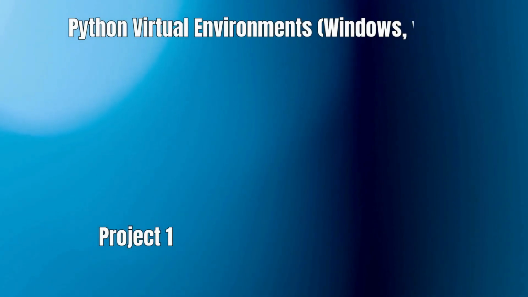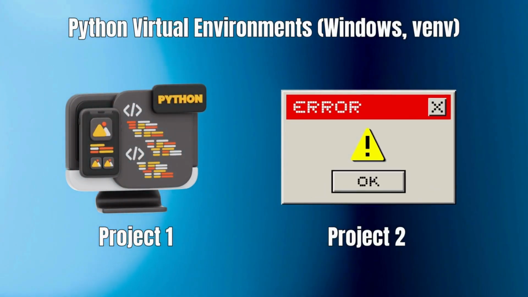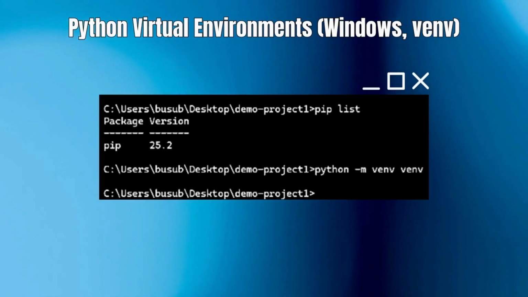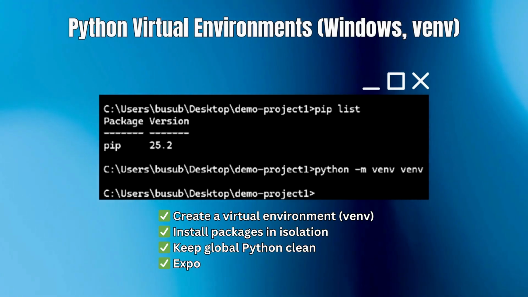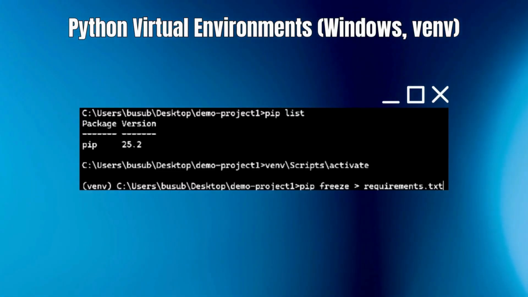Ever installed a Python package for one project and accidentally broke another? In this video, I'll show you how to avoid that using Python virtual environments on Windows. No IDE, just the terminal. We'll create a venv, install packages, prove your global Python stays clean, and export a requirements file.